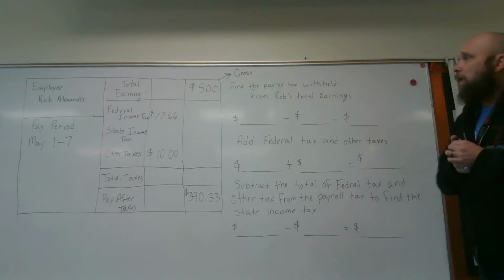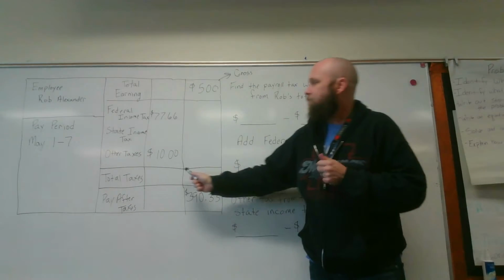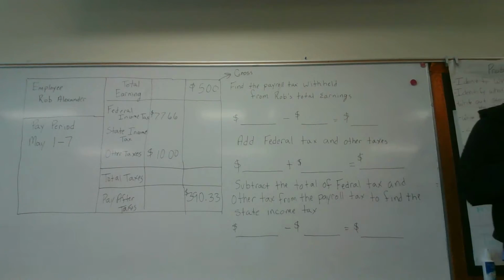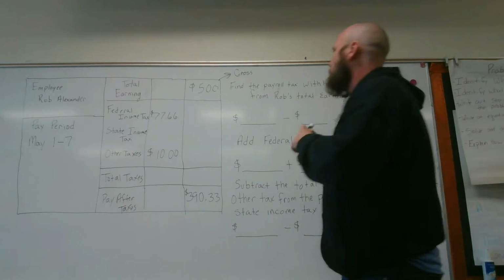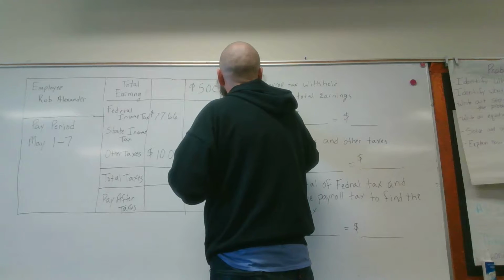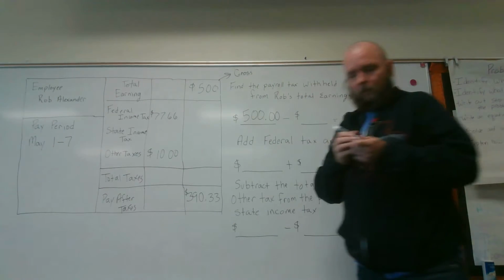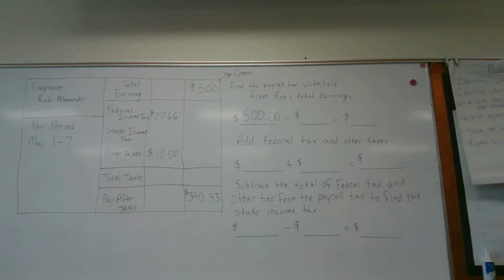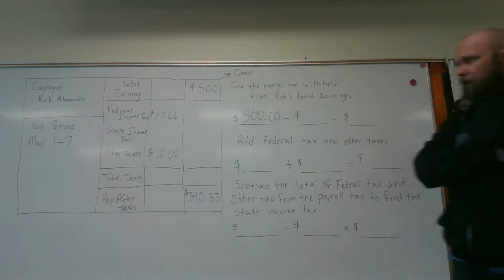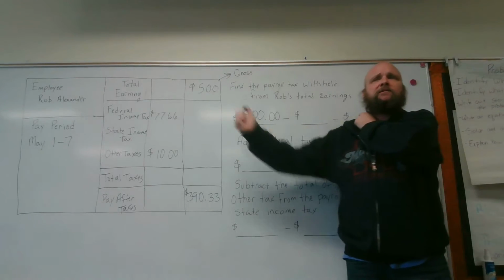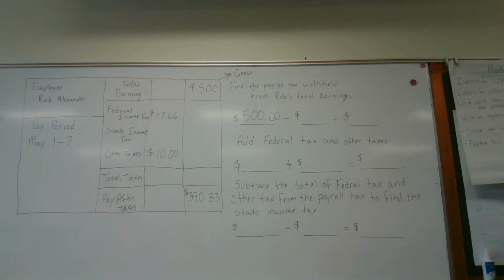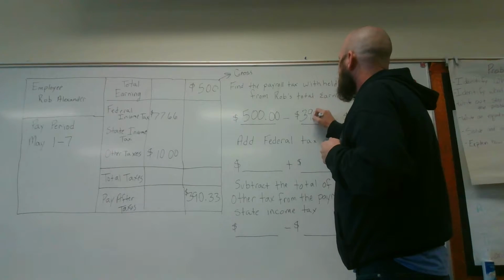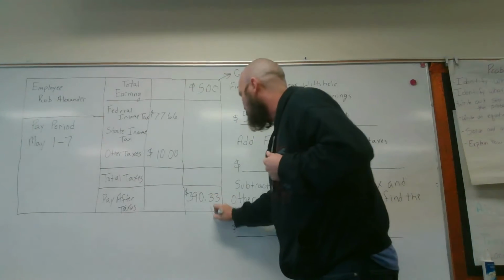Okay, you're good? All right, so we want to find this number here, the total taxes. That's what the first one tells us. So we have to take our gross pay, which is $500. And what are we going to subtract from our gross pay? David? $77.66. Not yet. Because we need to find the total taxes. Anna? $390.33. Because this is our net pay.